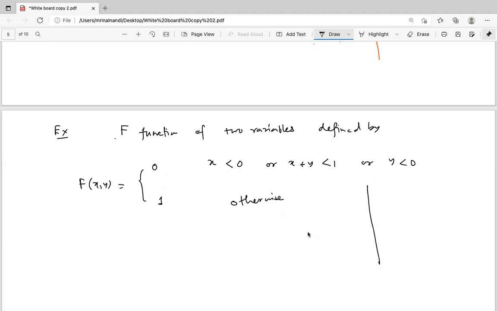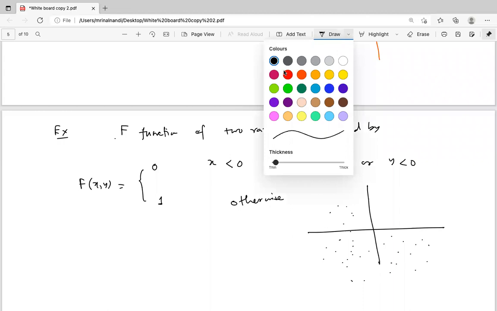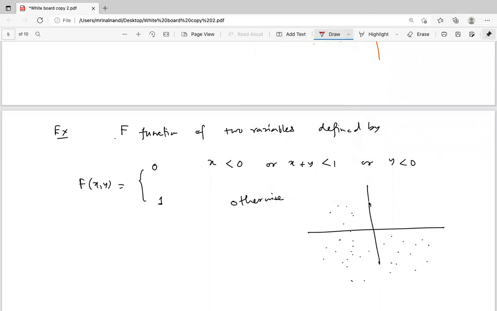x less than 0 means this portion. y less than 0 means this portion. So in the second quadrant, third quadrant, and fourth quadrant, everywhere the function is 0. Also, if x plus y is less than 1, what is the x plus y less than 1 region? This is the region, this portion. This line is x plus y equal to 1.